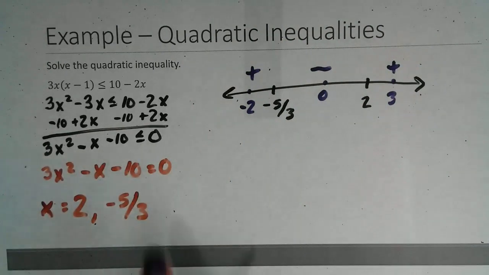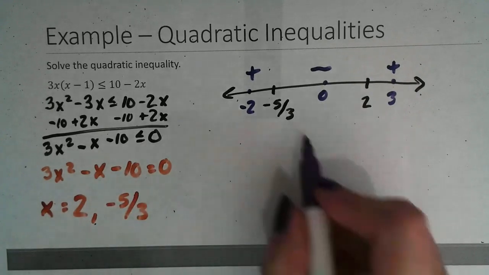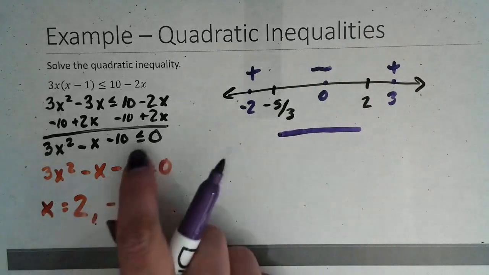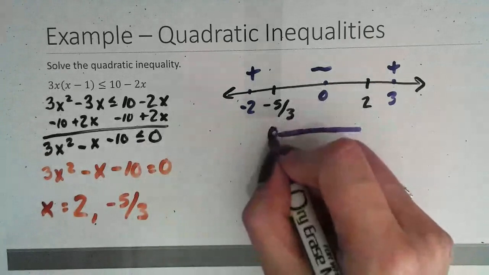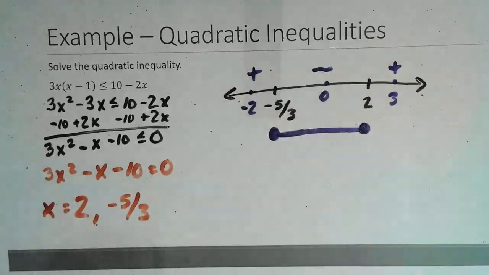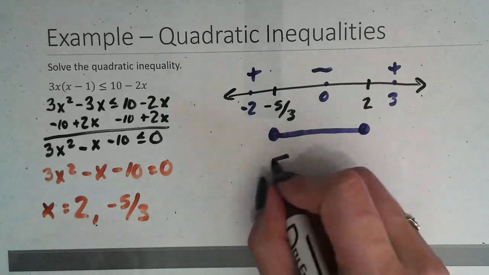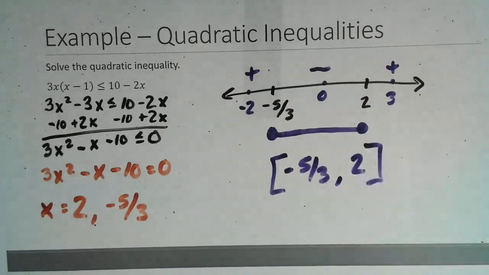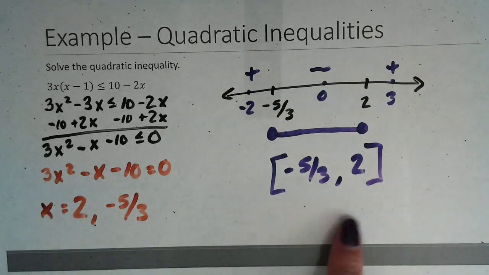This time I'm looking for the sections that are less than or equal to 0. So less than would be negative. So I want the stuff between negative 5/3 and positive 2. But it can be equal to 0, so I want closed circles on these endpoints. So the interval I'm looking for is square bracket negative 5/3 to positive 2 square bracket. Any number between and including negative 5/3 and 2 will make this inequality true. Just a couple more to go.